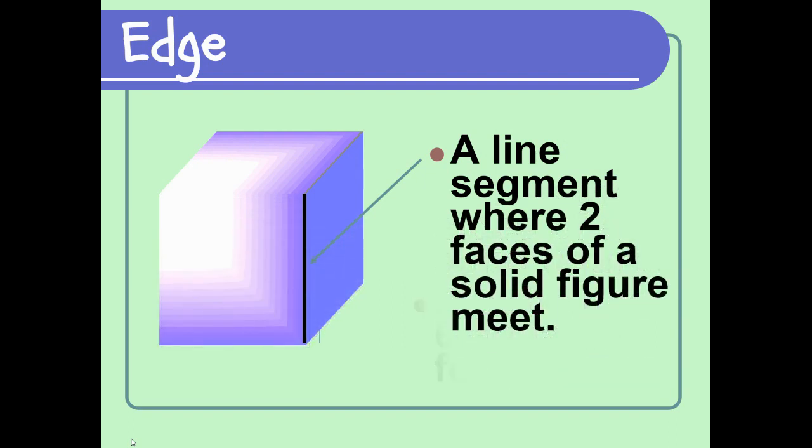Another attribute we discuss when we talk about three-dimensional shapes are the edges. The edges are what I like to call the lines, and I'll run my finger down the edges. An edge is a line segment where 2 faces of a solid figure meet. So if you look at my cube, it has 2 squares, one on the front, one on the side. They meet on the edge.